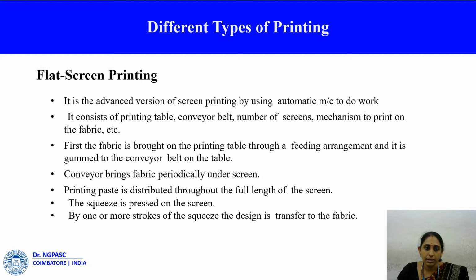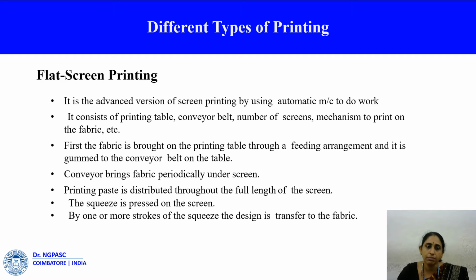The next type of printing is flat screen printing. It is the advanced version of screen printing, using an automatic machine to do the work. It consists of a printing table, conveyor belt, a number of screens, and mechanisms to print on the fabric. First, the fabric is brought to the printing table through a feeding arrangement and it is gummed to the conveyor belt on the table, so that the fabric will not move here and there.